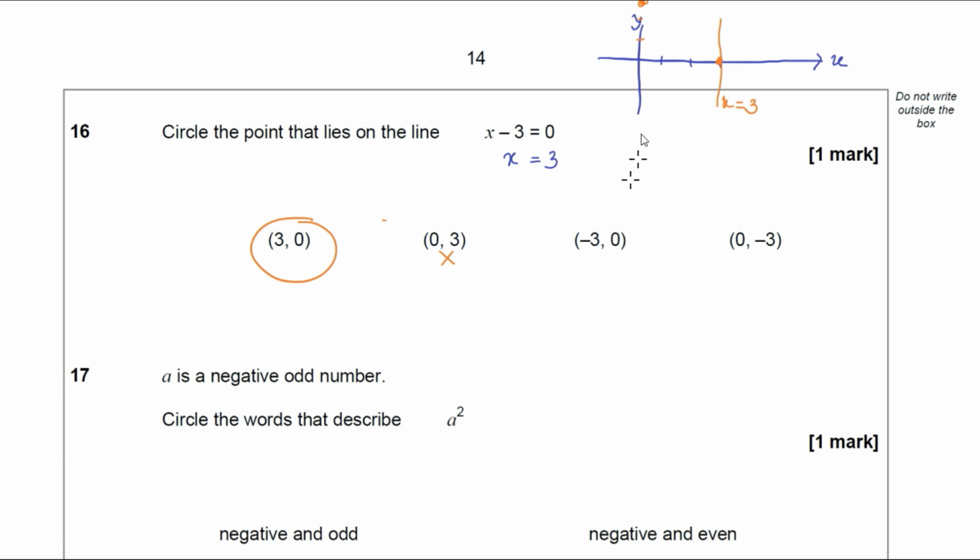(-3, 0). (-3, 0) is here: 1, 2, 3, minus 3 and 0. So this point again doesn't lie on this line. So this is not the answer.